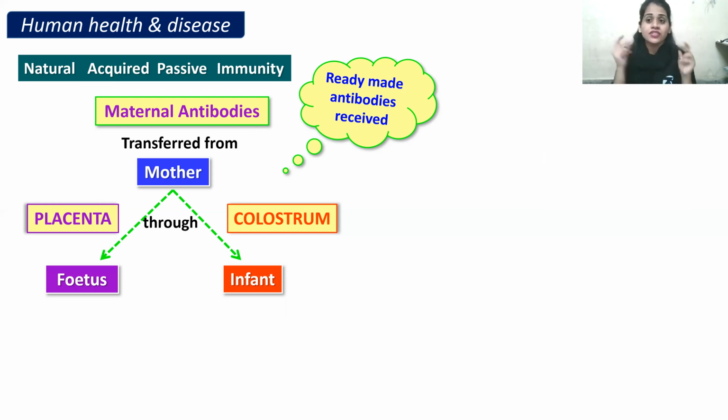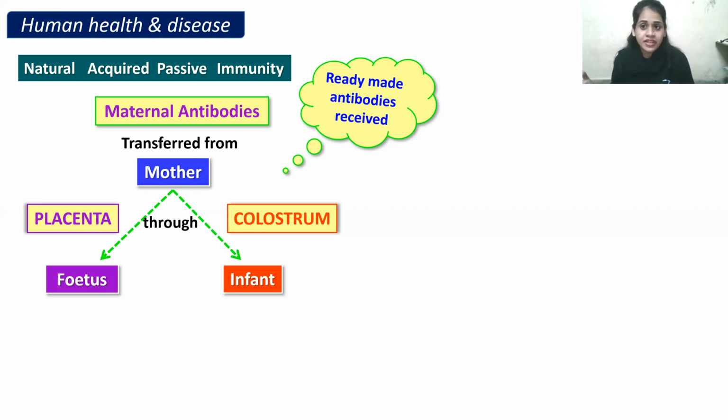Okay, so now let us go to the word again and try to break up the words and understand natural, acquired, passive immunity. Okay, so natural, naturally it is being received. Acquired, it means after birth. Okay. Passive means ready-made antibodies are given. Immunity. So who will give you ready-made antibodies? Mother. So maternal antibodies get transferred from mother to fetus or infant.